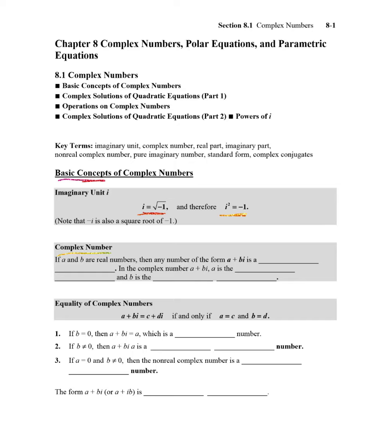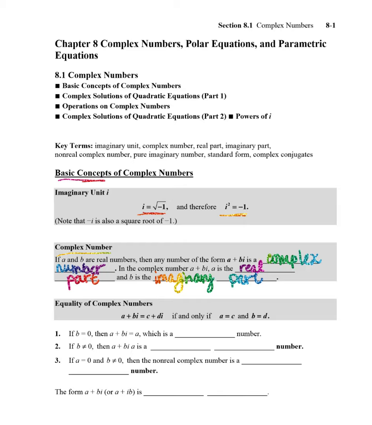A complex number can be written as a plus bi, so this is a complex number. In the complex number a plus bi, a is the real part and b is the imaginary part. I'm using different colored ink just to make it more interesting for this section.